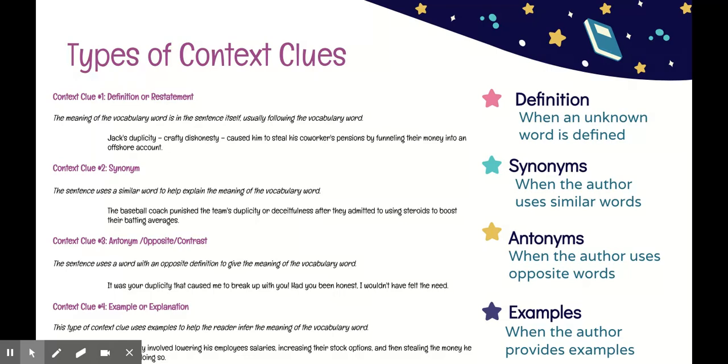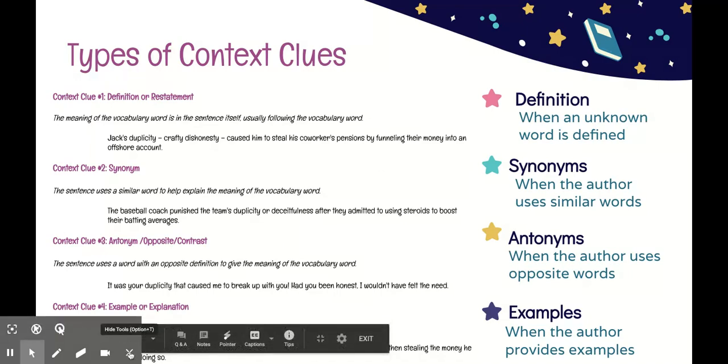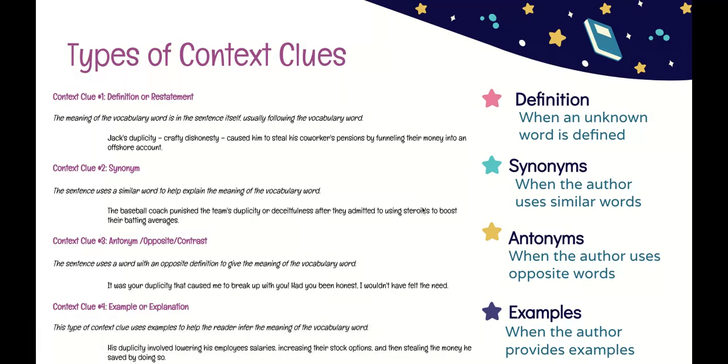Context clue number 4, example or explanation. This type of context clue uses examples to help the reader infer the meaning of the vocabulary word. His duplicity involved lowering his employees' salaries, increasing their stock options, and then stealing the money he saved by doing so. So I gave you the example of him stealing the money that the people had saved.